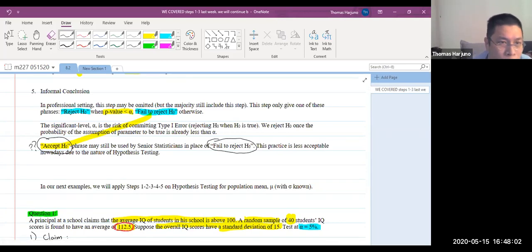But I will not give you a full point if you use this phrase instead of fail to reject null hypothesis when it's supposed to be fail to reject null hypothesis. Okay, I hope you accept the reason I want you to, when you have to say fail to reject null hypothesis and you end up saying accept null hypothesis, I will penalize you a little bit. Not because it is wrong, but it's because I need you to adjust to what most people use in statistics right now.